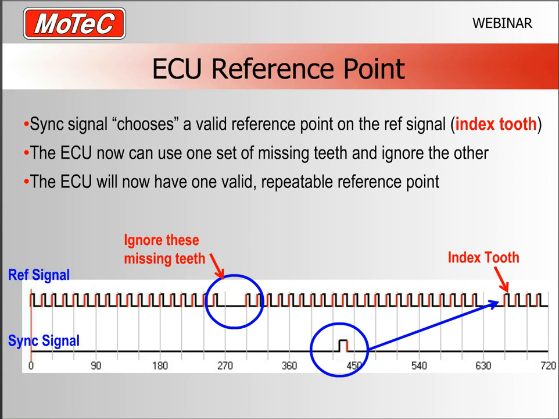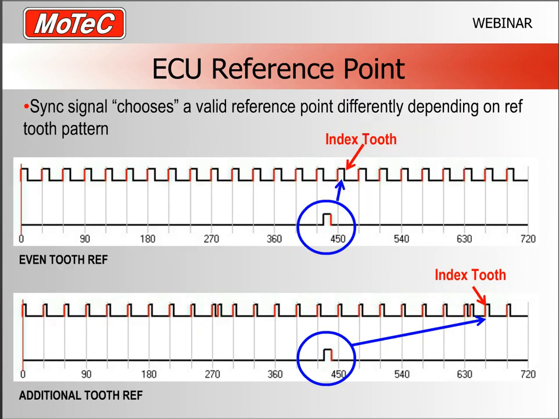twice. What we use the sync signal for is to simply pick the missing teeth that happen after the sync signal. From left to right, we're talking about the direction of the engine actually moving in its normal running mode. The first set of missing teeth, where I've got ignore these missing teeth, the ECU is not worried about them because the sync tooth hasn't happened yet. You can see that I've circled my sync tooth and pointing to what we've now termed the index tooth. That is the index position that comes after the sync signal.